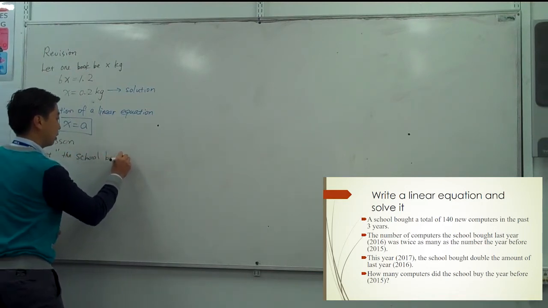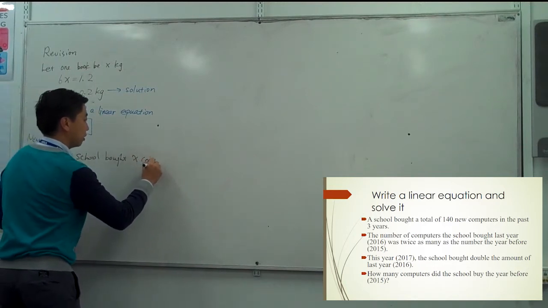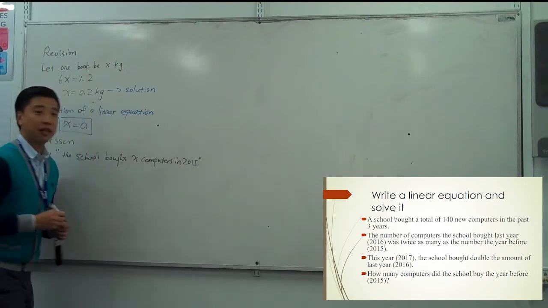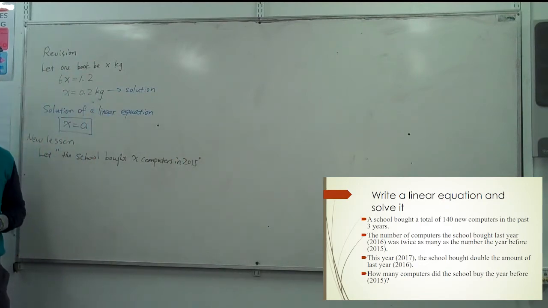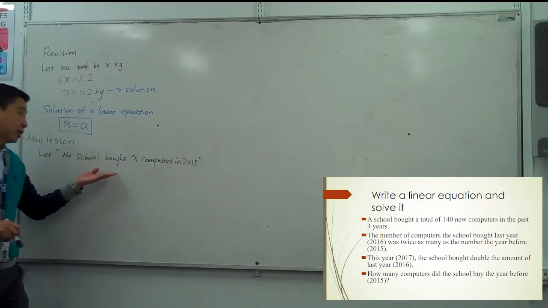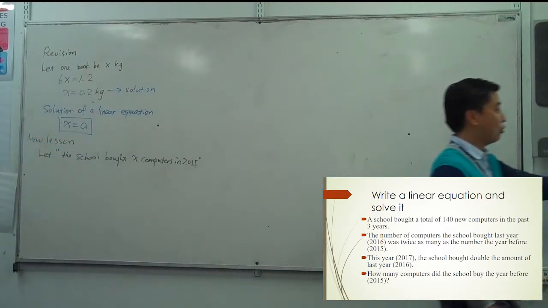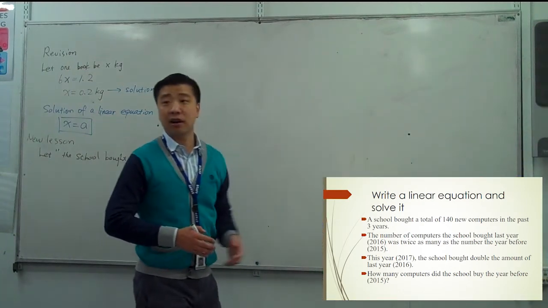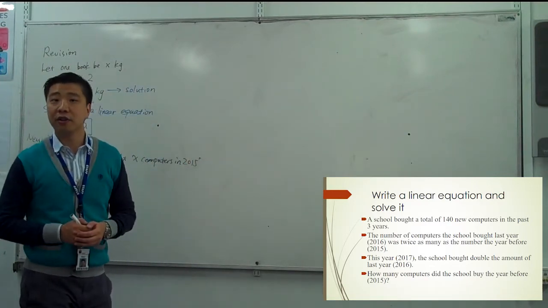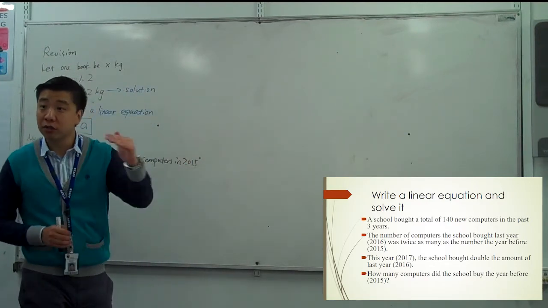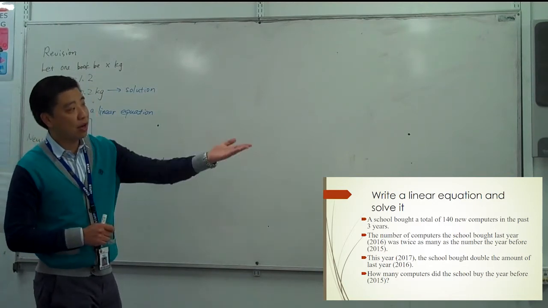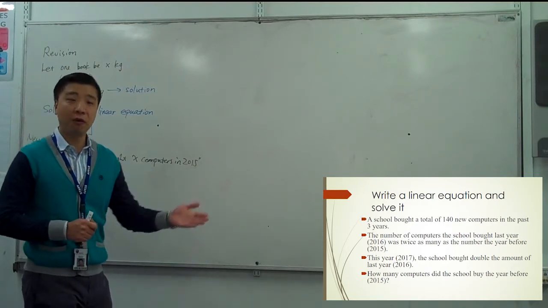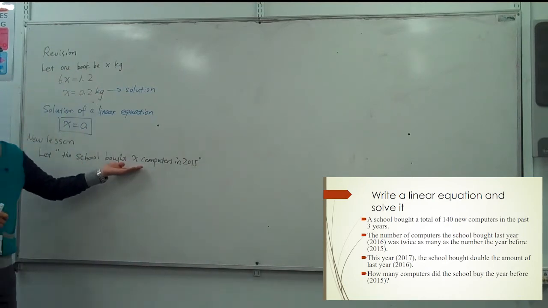bought x computers in 2015. We always let x be the question, because when we finish solving the equation, that is the answer. We don't have to do any other calculations. That's why we always read the question. The question asks how many computers the school bought the year before, so we let this one be x.